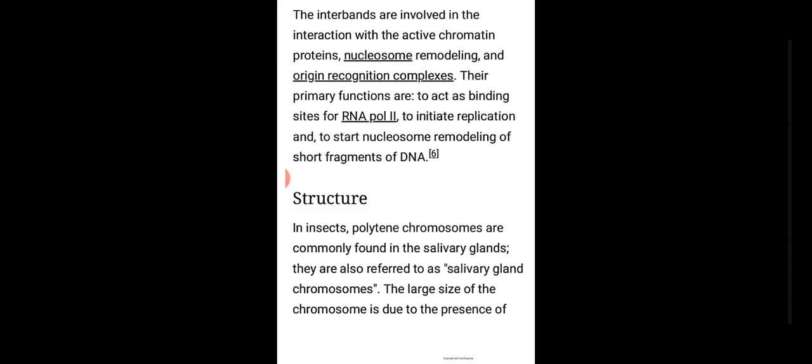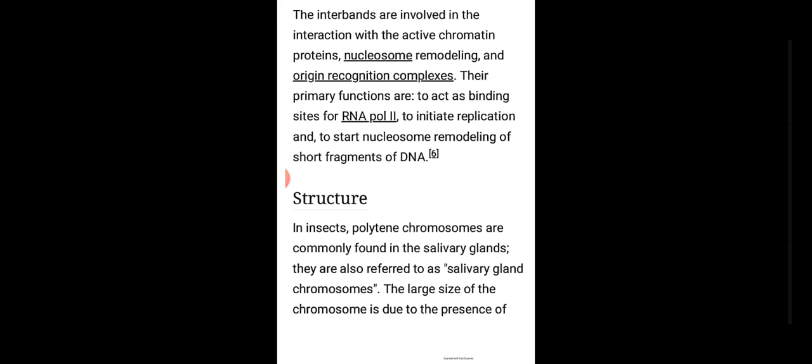The interbands are involved in the interaction with the active chromatin proteins, nucleosome remodeling, and origin recognition complexes. Their primary function is to act as binding sites for RNA Pol II to initiate replication and to start nucleosome remodeling of the short fragments of DNA. In insects, polytene chromosomes are commonly found in salivary glands. They are also referred to as salivary gland chromosomes.